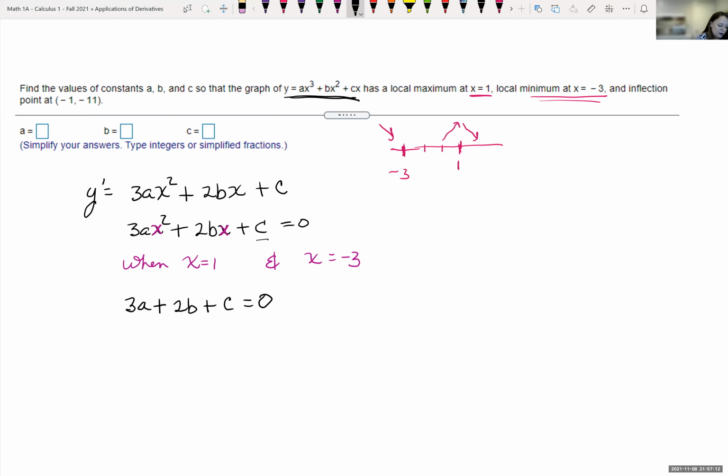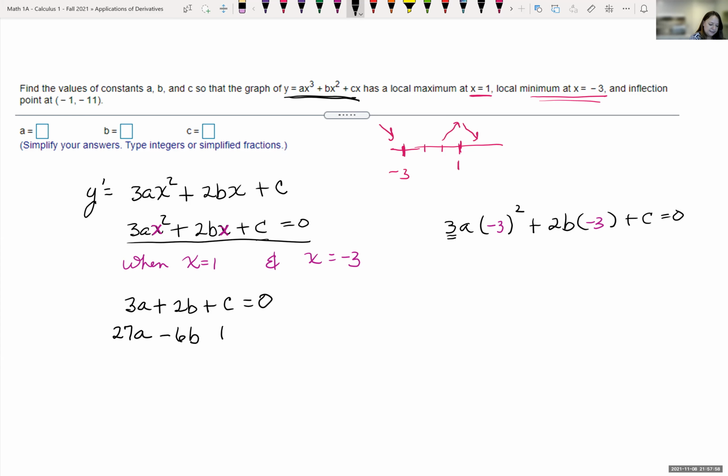Now let's go in. This time it's a little harder, but let me plug in -3 wherever I see an x. So doing that, we have 3a, I see an x there, I'm going to square -3, plus 2b, I see an x there, we're going to plug in -3, plus c equals 0. Cleaning up this equation a little bit, -3 quantity squared is 9, times this 3 out front, 9 times 3 is 27. I'm going to write it underneath this because I'm going to get a system of equations here. So I have 27a, I have 2b times -3, that's minus 6b, plus c equals 0.